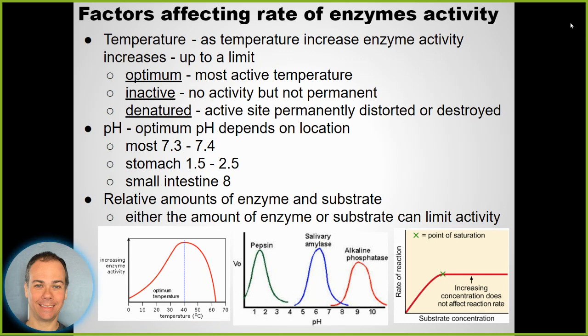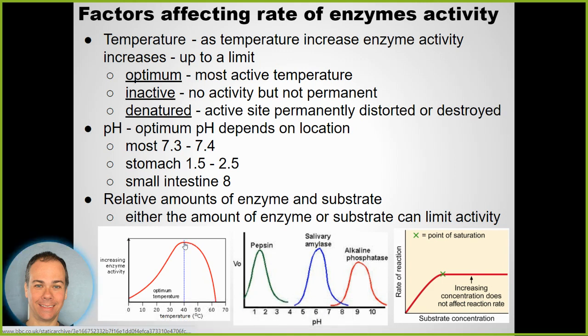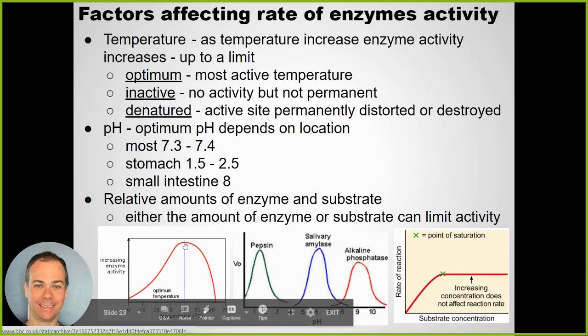Usually, as temperature increases, if you look at this graph, this is showing how well this enzyme is working. So if you increase temperature, the enzyme works better and better and better. But then what happens up here? What happens if you keep increasing the temperature? Look at the graph. What happens to the graph after the temperature continues increasing?